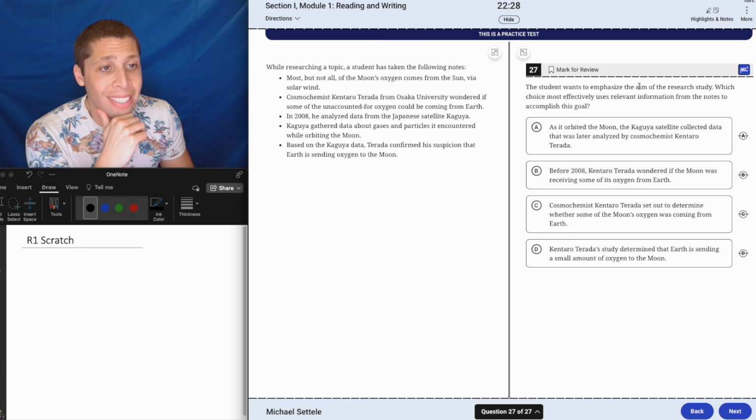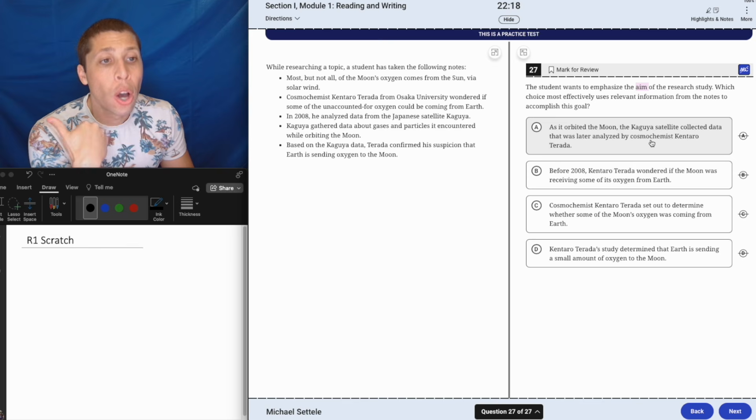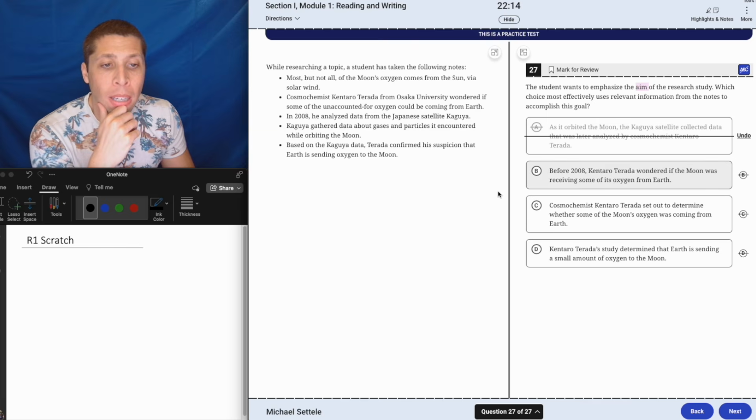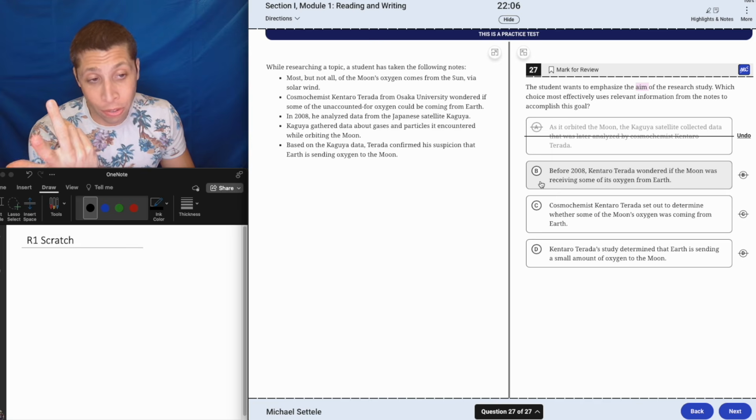The student wants to emphasize the aim of the research study. So what is its purpose? As it orbited the moon, the Kaguya satellite collected data that was later analyzed by cosmochemist Kentaro Terada. Okay, why? Why was it orbiting the moon? What is the aim? Before 2008, Kentaro Terada wondered if the moon was receiving some of its oxygen from Earth. So presumably the aim was to answer that question.